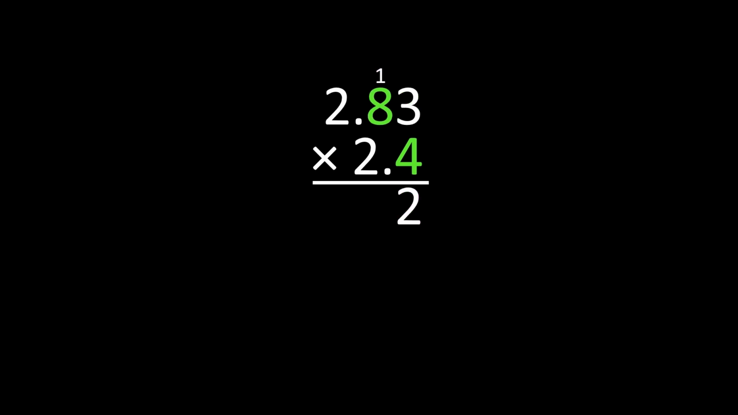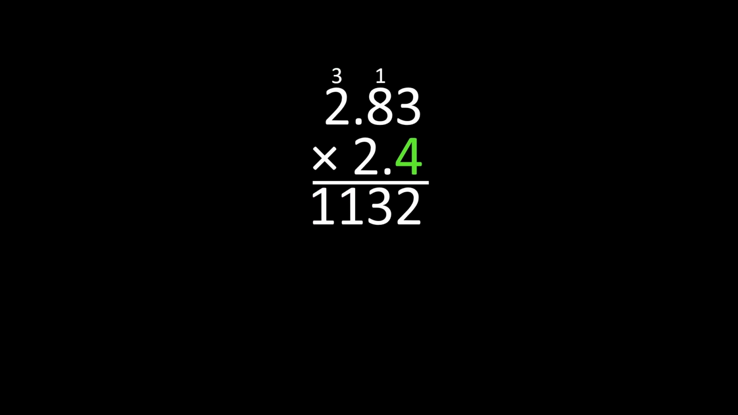Our next step is to multiply 4 times 8, multiply 4 by the next digit. So 4 times 8 is 32, and then we're going to add the 1 that we just carried. So 32 plus 1 is 33. We place our 3 here, and then we carry the 3 that was in the tens place, and we are now at 4 times 2. 4 times 2 is 8, and we're going to add the 3 that we just carried, so we have 11.